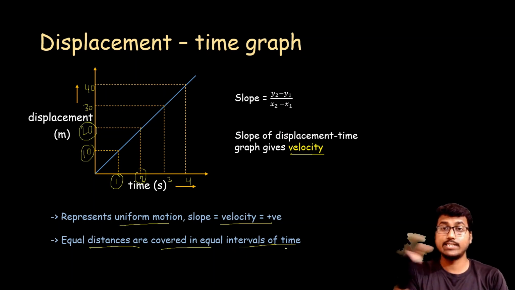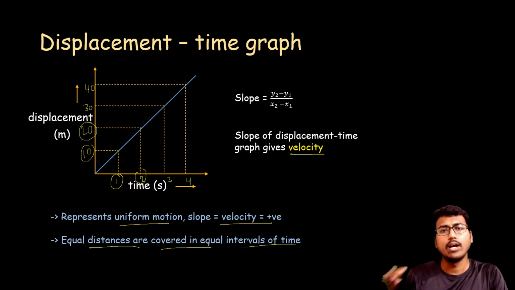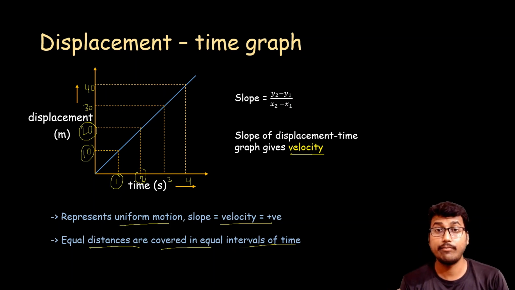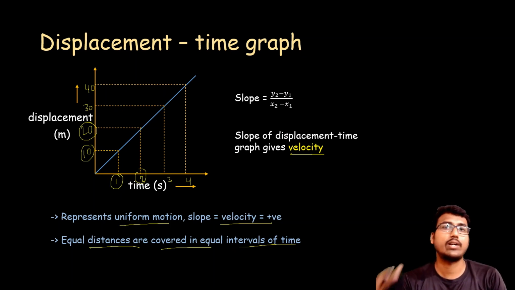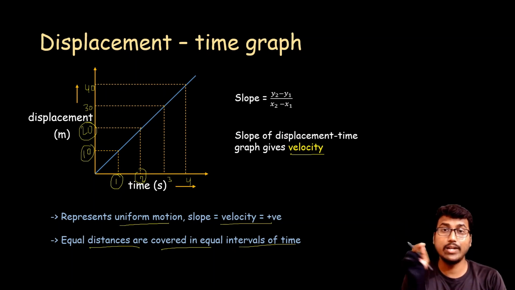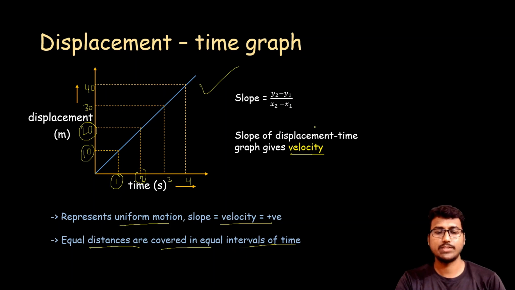Okay, equal distances are covered. This graph is also an example of uniform motion. Remember, in exams they will give you a graph and you have to find out what kind of motion it is. If it covers equal displacements in equal intervals of time, it is uniform motion. So this graph is an example of uniform motion.